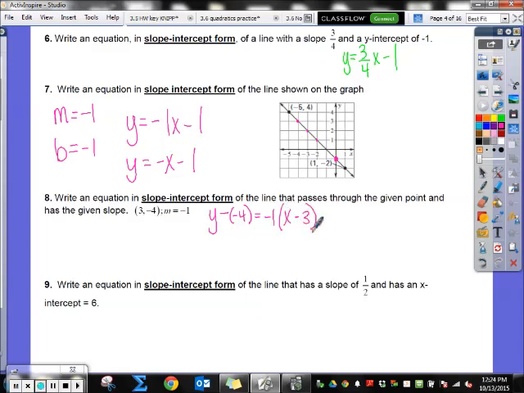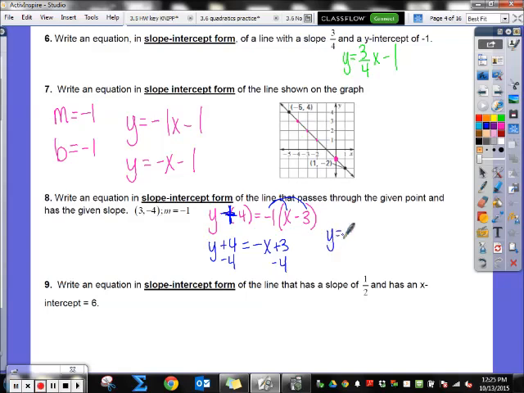Then if you want to go to slope-intercept form, all you have to do is solve for y. So I'm going to go ahead and change that to a plus. I'm going to distribute my -1, so y + 4 = -1x + 3. We subtract 4.